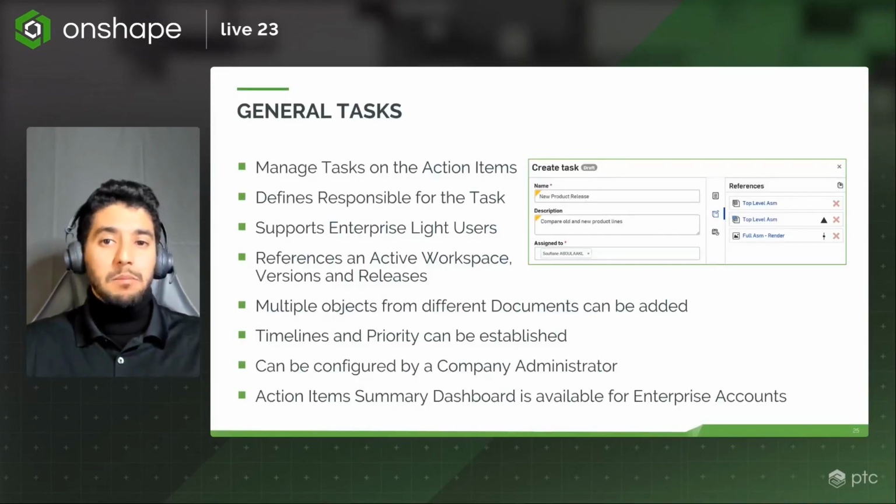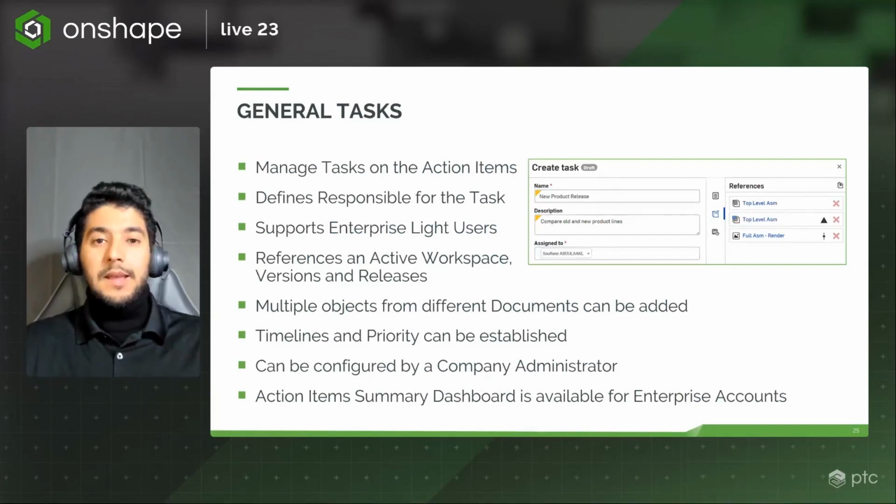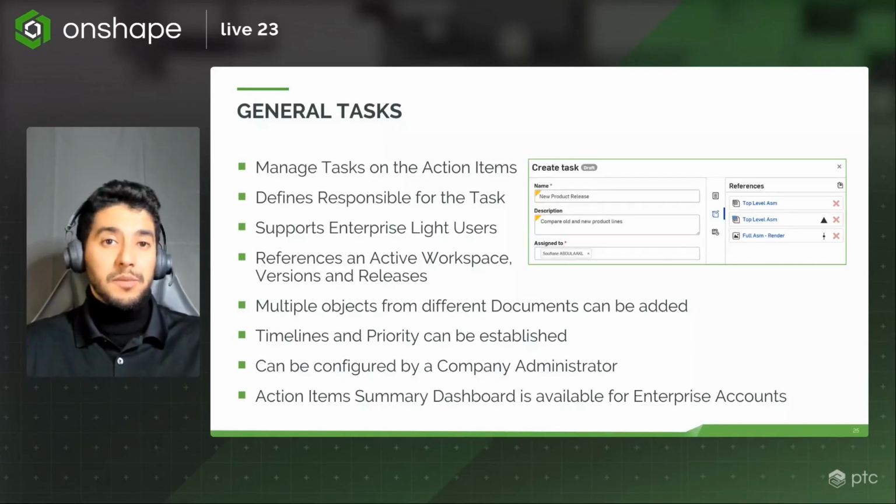So let's recap quickly the main points of general tasks. General tasks can be either created directly within a document or from the action items page. These tasks can be assigned to any user in your company responsible for the tasks, including enterprise light users. You can reference any Onshape item, could be workspaces, revisions, releases, and so on. So the idea is that you can provide all the relevant information of the assignment. Also, you can assign the task with nothing attached at all, if you wish.